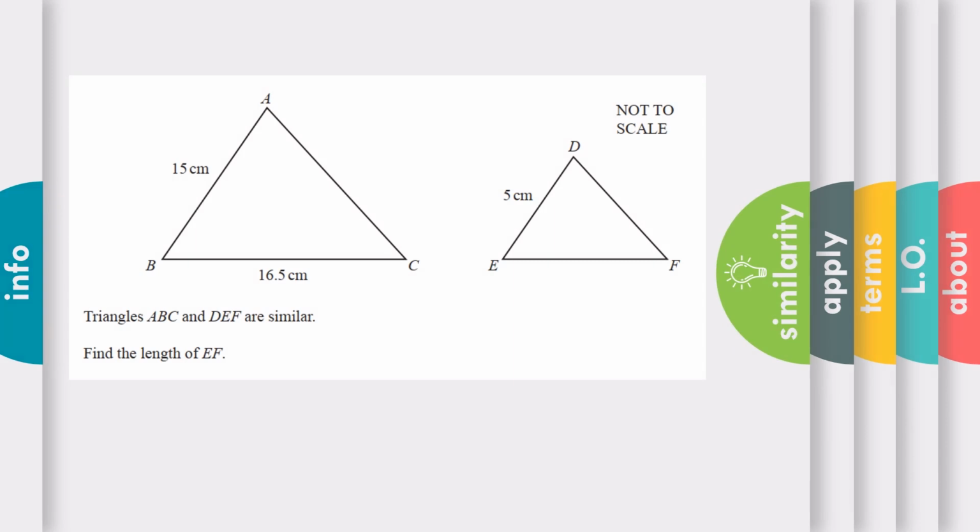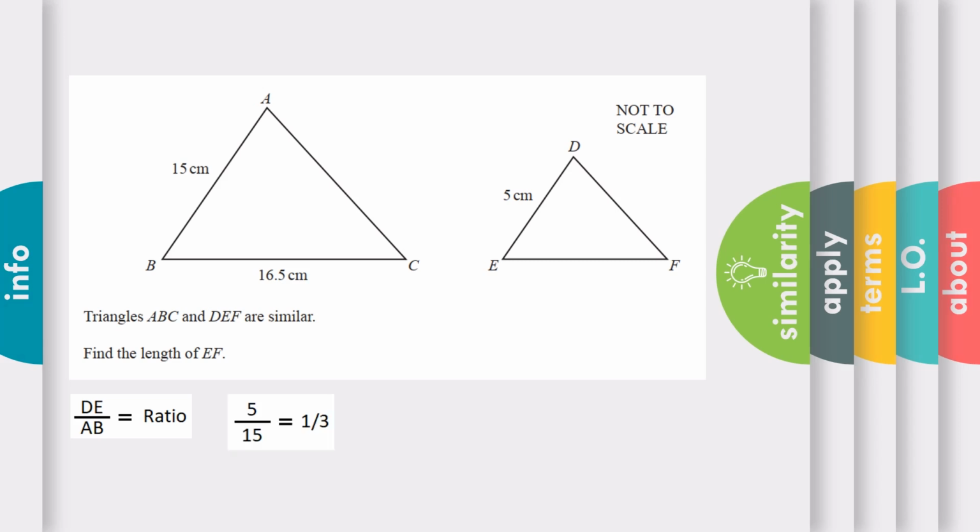Here is a GCSE question on similarity. This would be worth 2 marks on the real exam. Here, all we have to do is find the length of EF of the smaller triangle. We are going to use the knowledge that each side must be in the same ratio as every other side.